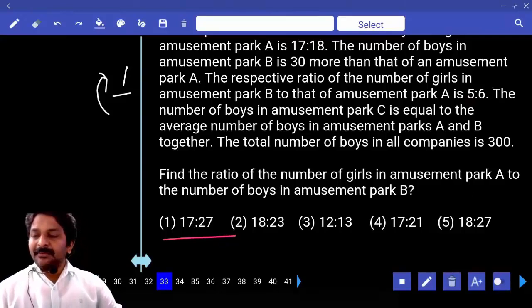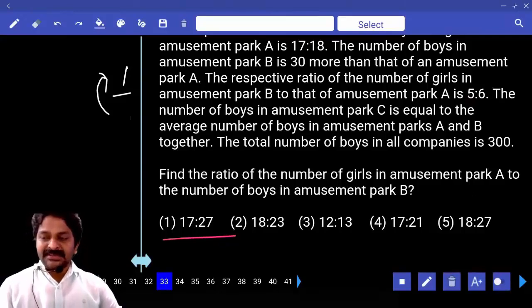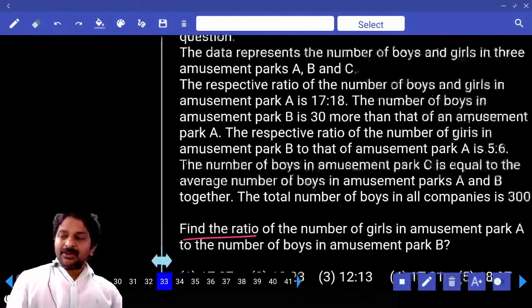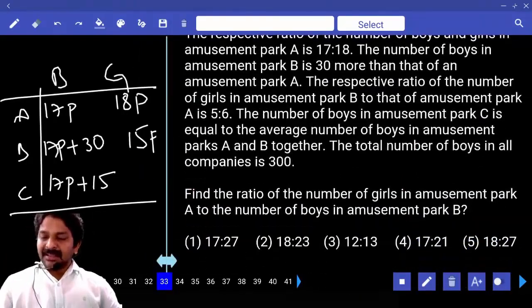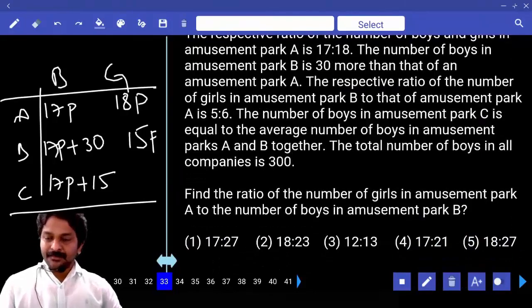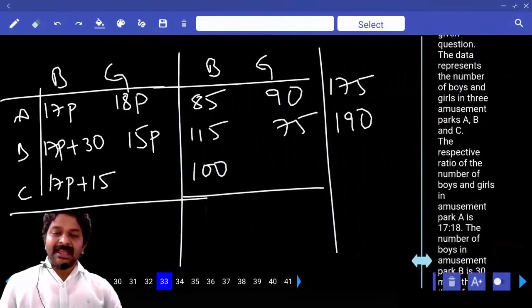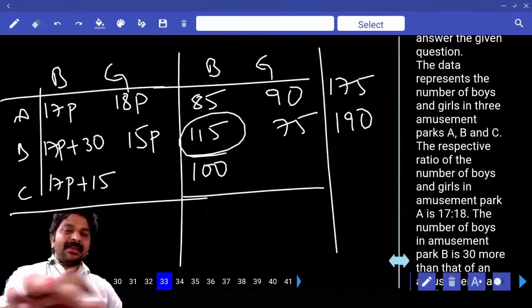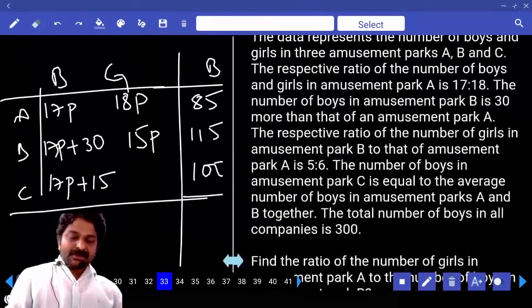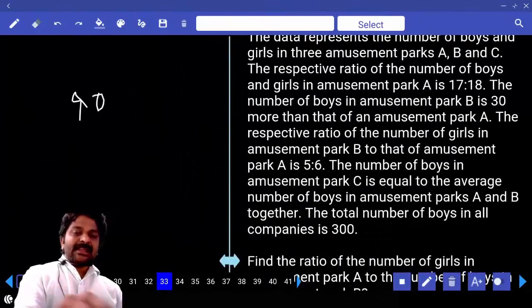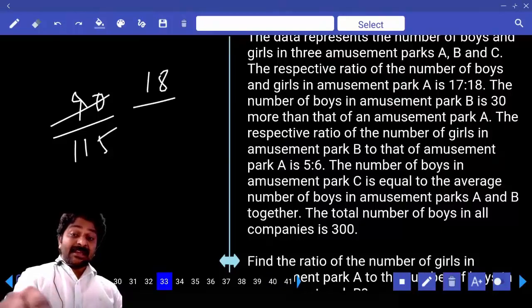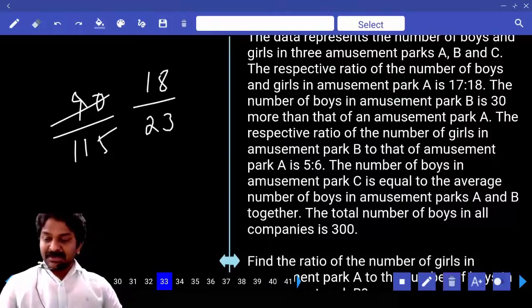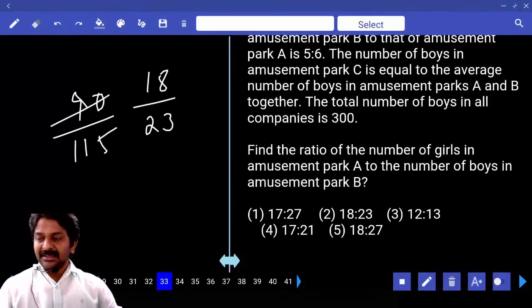Find the ratio of the number of girls in park A to the number of boys in park B. Girls in park A. How many parts do we have? 18 parts, 90. Boys in park B, 115. So the ratio is 90 by 115. Cancellation with 5, 18 times and 23 times. 18 by 23, second option.